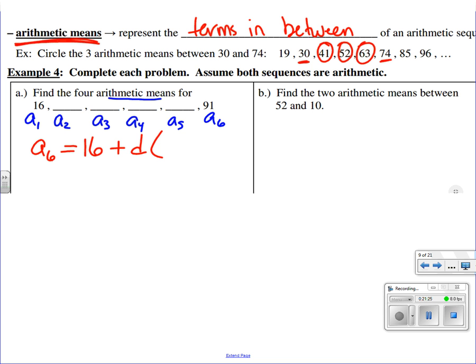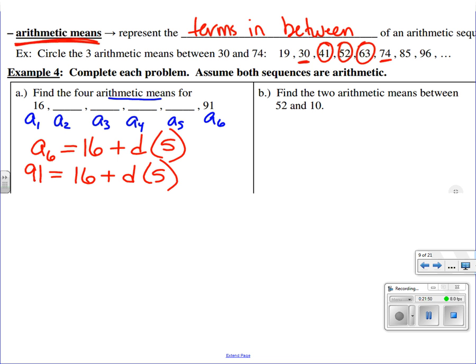What goes in for N? Very good. 6 is your N, minus 1 gives you 5. All right, there's one more thing I can plug into this to help me solve it. Good. 91 goes where? A6 is. Okay, so you can skip that first step, some of y'all. But, okay, so this is the same thing we've been doing.